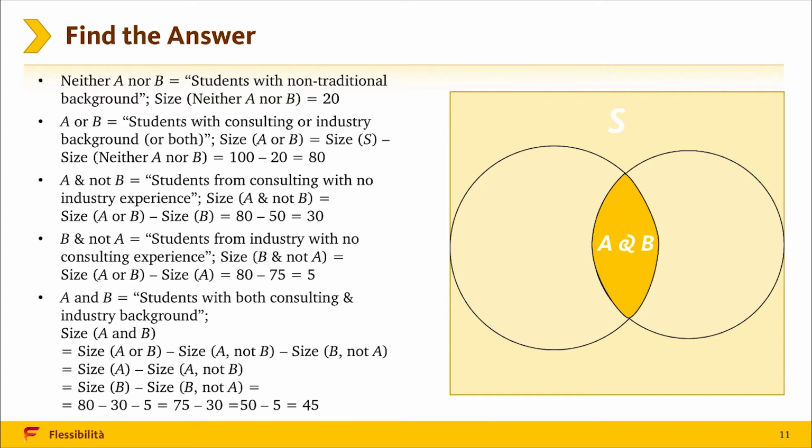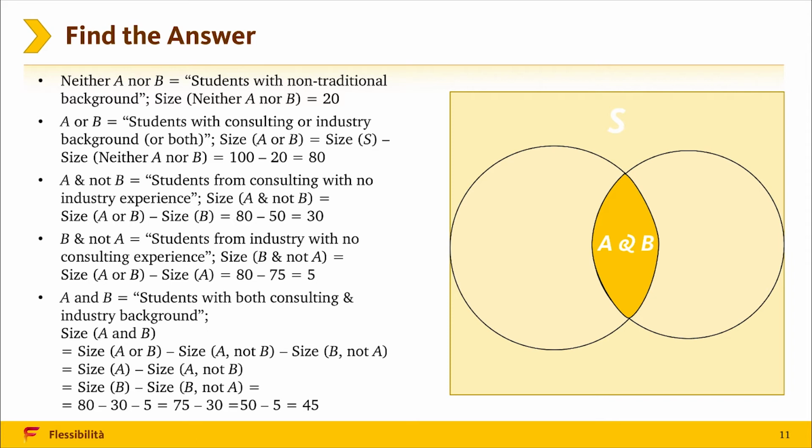A and B is a complementary set for B and not A, and a complementary set for A and not B. So its size is 50 minus 5, or equivalently 75 minus 30, or 80 minus 30 minus 5, which is 45 people. This is the desired result.